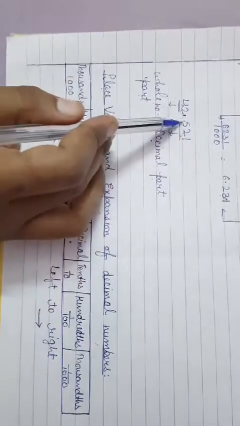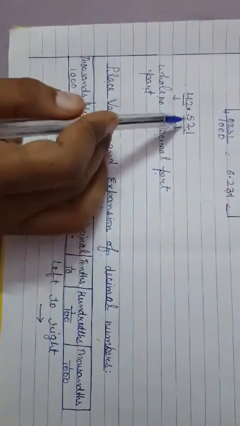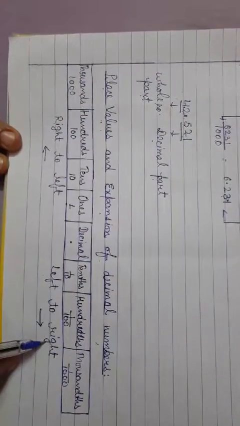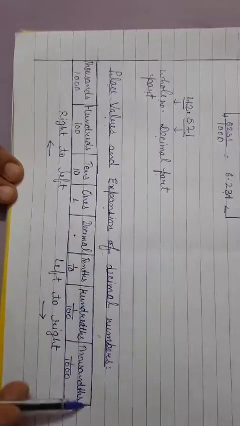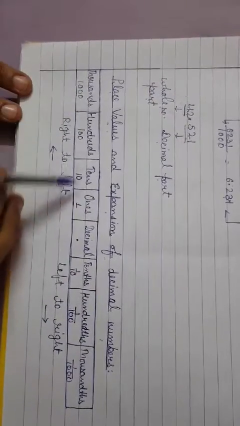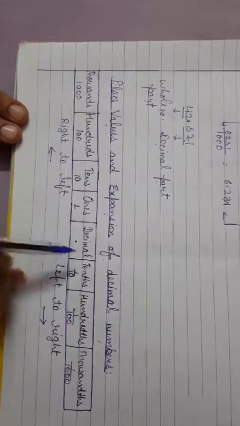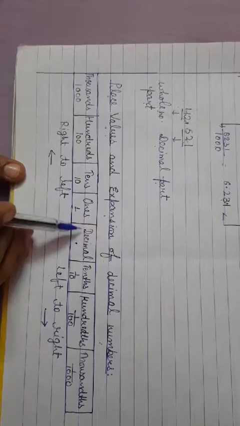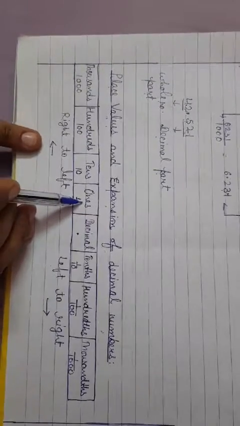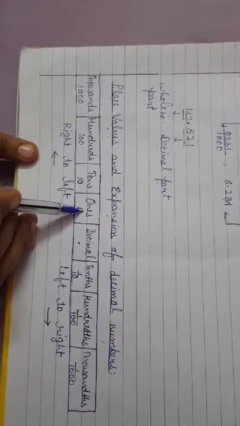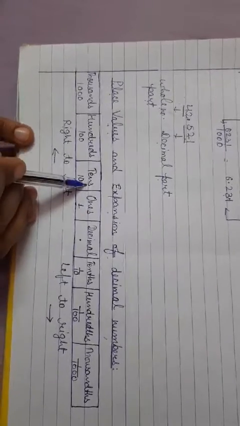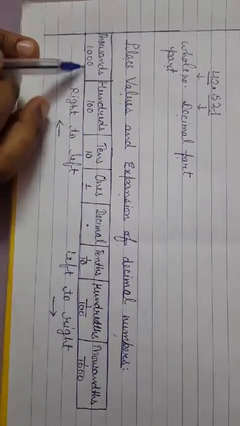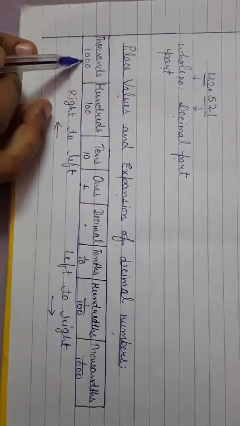And in the decimal part, if I want to know the place values of these numbers, then I have to go from left to right. This is the decimal part and this is the whole number part of a decimal number, and this is the decimal point. Just before the decimal point, the number written has place value as ones, then tens, then hundreds, then thousands. These are their place values: ones, tens, hundreds and thousands.